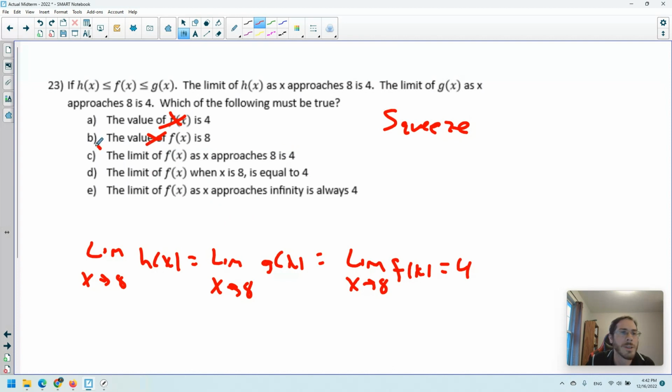Yeah, I would say this. The limit of f of x when x is 8. So we have to be careful. We can't pick is 8 because we're approaching 8. We're not actually becoming 8. As x approaches infinity, that's out because it's with the squeeze theorem. We're only going to the certain value that both of them approach, which is 8. So we don't pick that one. So let's see.